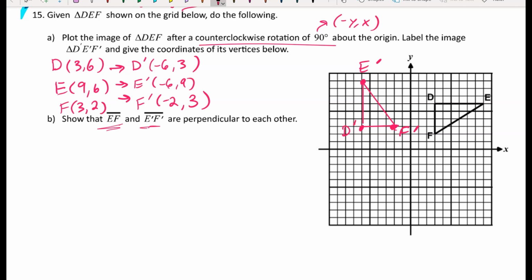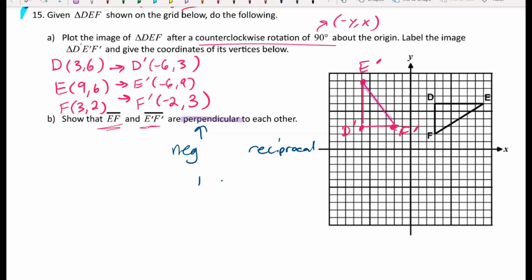So part B asks me to show that EF and E prime F prime are perpendicular. Now, if they're perpendicular, they intersect at right angles. Now, if I were to extend those, you should try to observe that, hey, it looks like they're going to intersect at right angles, but how do I justify that with coordinate geometry? Well, remember, perpendicular lines, we know something special about their slopes. They have negative reciprocal slopes. So if I can find the slopes between those two segments and show that they're negative reciprocals, that would be enough to show that they're perpendicular.